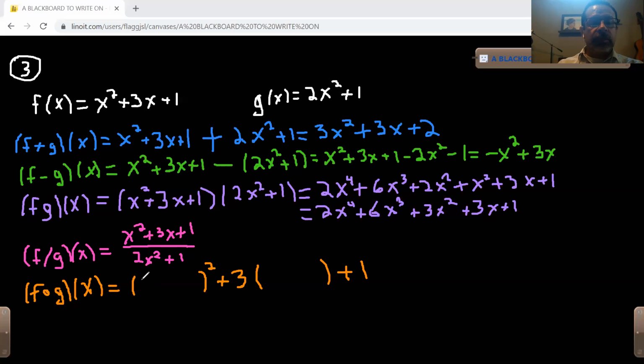So we're going to have 2x plus 1 and 2x plus 1. That's how we generate the composition. So basically, we're grabbing g of x and we're substituting it in f of x. That's the composition of f with regards to g.